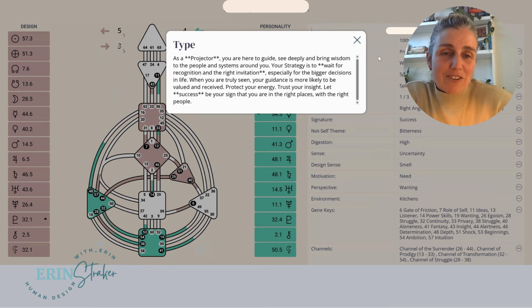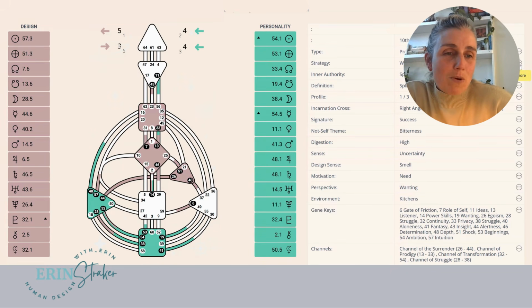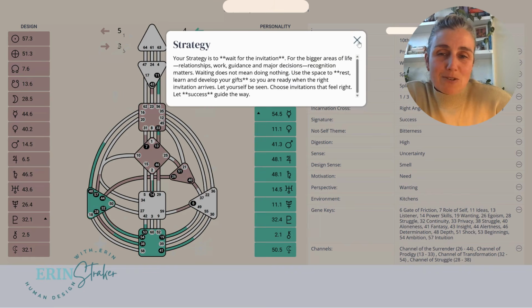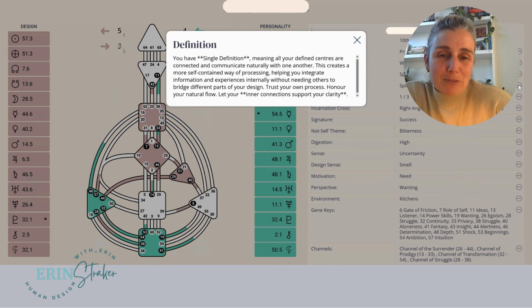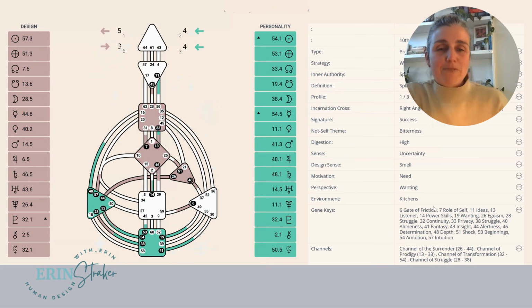You can see here that I've got a little want more. We've got our little projector. We've got our little strategy. We've got our little split definition and all of this information on the side.